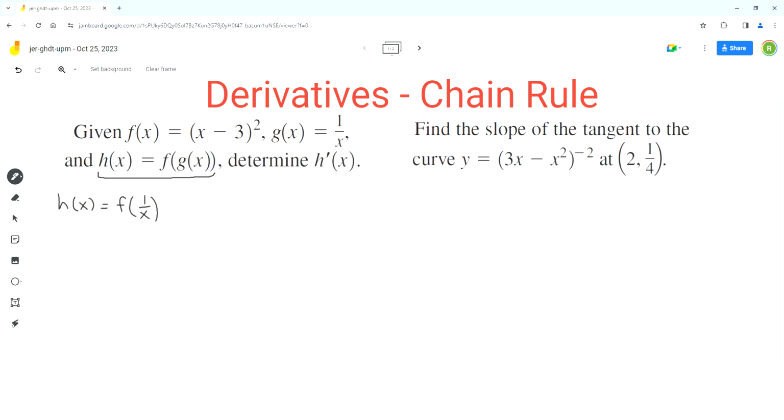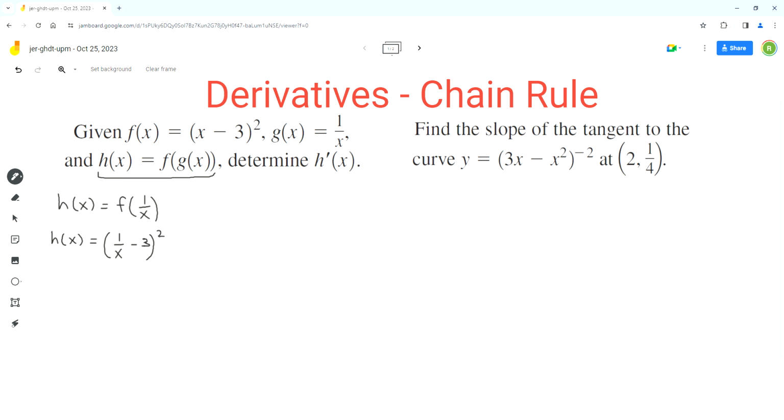Now in the next step, we have to find what f(1/x) is. Since f(x) is equal to (x - 3)^2, that means f(1/x) will be equal to (1/x - 3)^2. So this is a very important concept we need to understand and memorize. Now we can find h'(x).